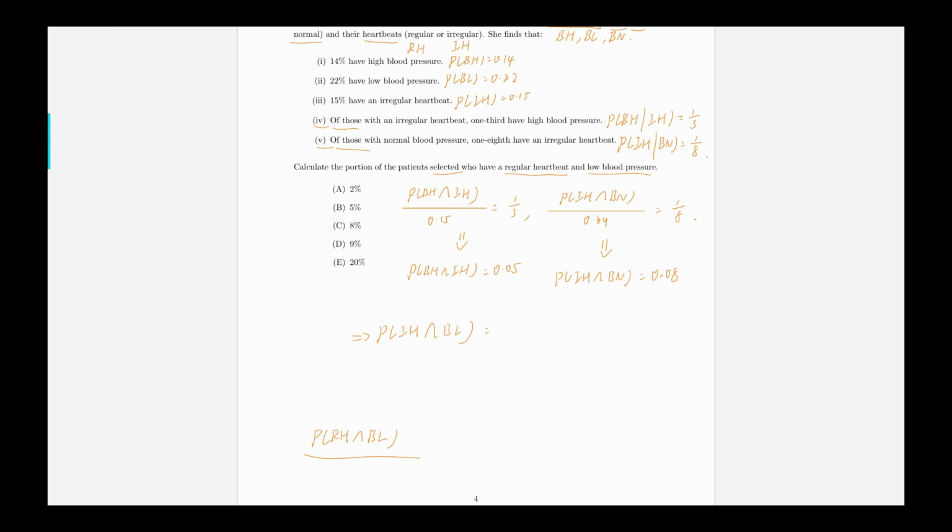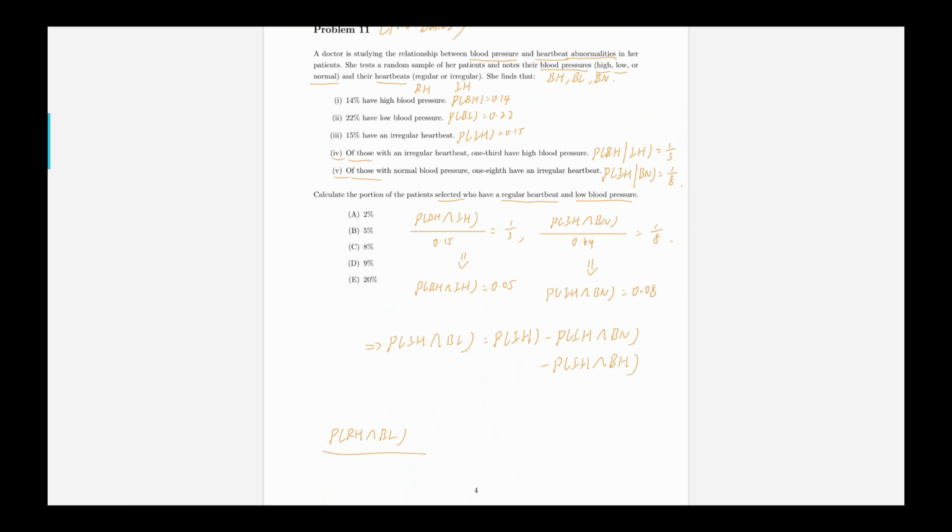So IH and BL, it's simply that out of all the IHs, I want to minus all the possibilities which it is not BL. So P of IH and BN minus P of IH and BH. And the reason I do that is that I know about them. They're right here. And also I know about the probability of IH. So this is going to be 0.15 minus 0.05 minus 0.08.